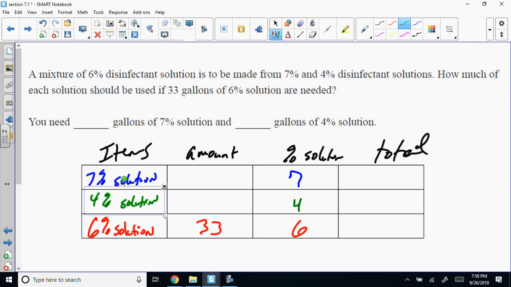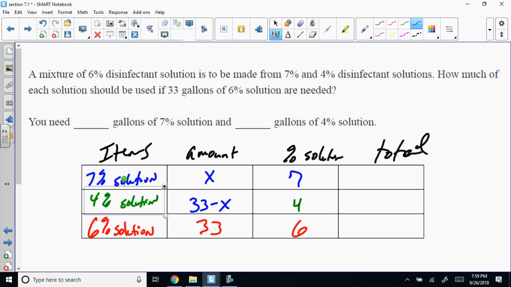So we have an item, right? We have an amount, we have a percent solution, and then we have a total, right? So how much do we have of the 7%? We got 33 of the final solution. How much do we have of the 7%? We don't know. So what do we do in math when we have an I don't know? We put an X. So if that's X, then the other amount has to be what? 33 minus X, right?